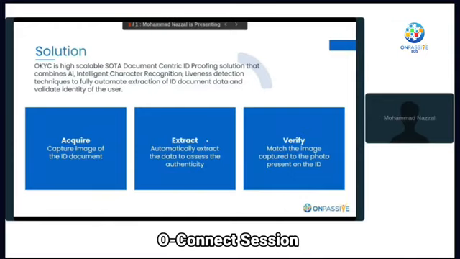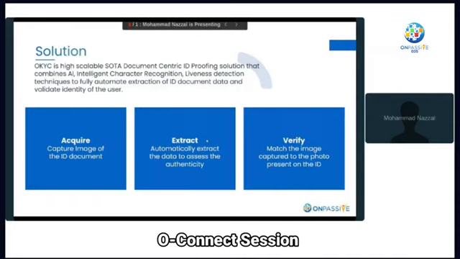Okay. So OKYC is a highly scalable system, and it's 1, 2, 3. Like I said before, we don't want to complicate it. So we will make that available in your ecosystem, and it will be one centralized process instead of having it everywhere. Okay. So OKYC is a highly scalable SOTA, which is abbreviation for state of the art, I believe, document-centric ID proofing.